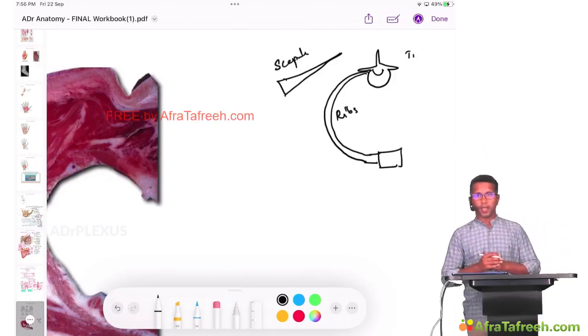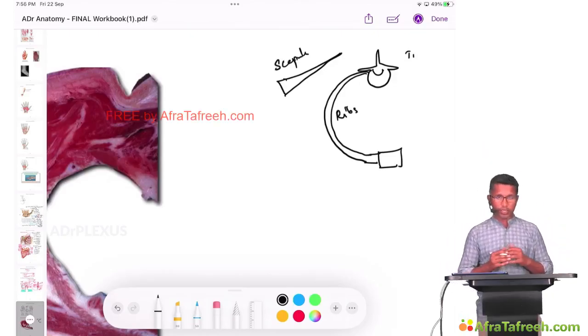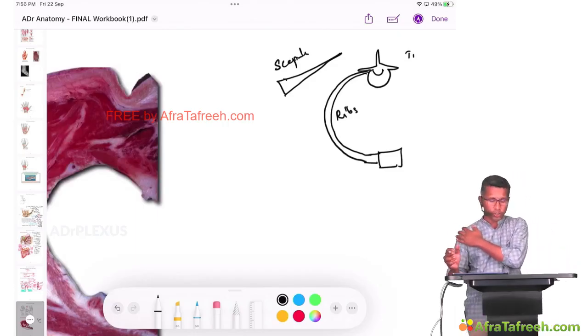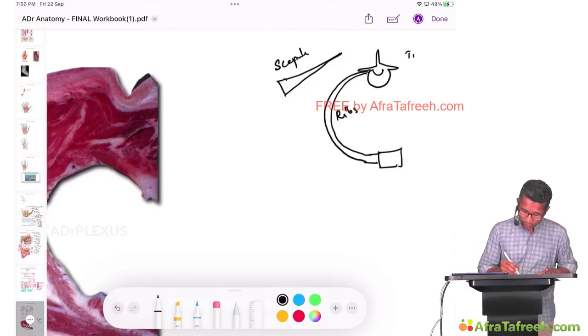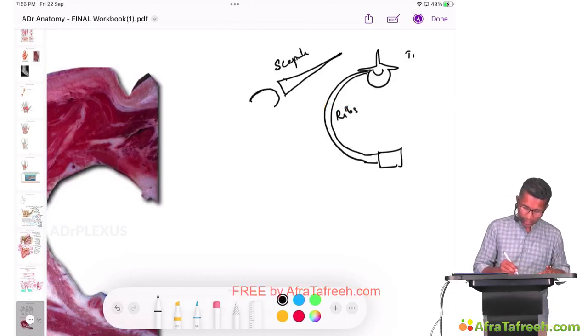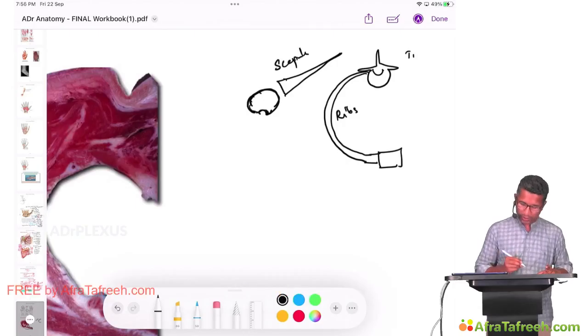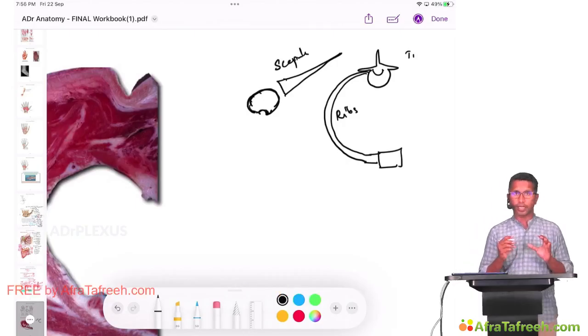When you see the lateral aspect of our body, this is where your shoulder comes. The shoulder joint is mainly formed by the head of the humerus. The head of the humerus articulates with the glenoid cavity. This is the greater tuberosity of the humerus, this is the lesser tuberosity, and this is the intertubercular sulcus.